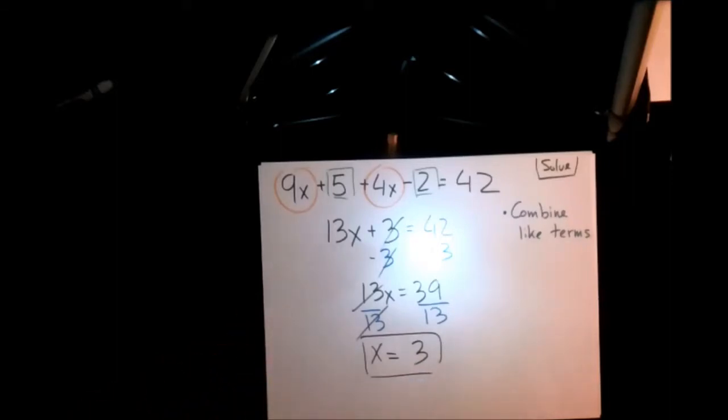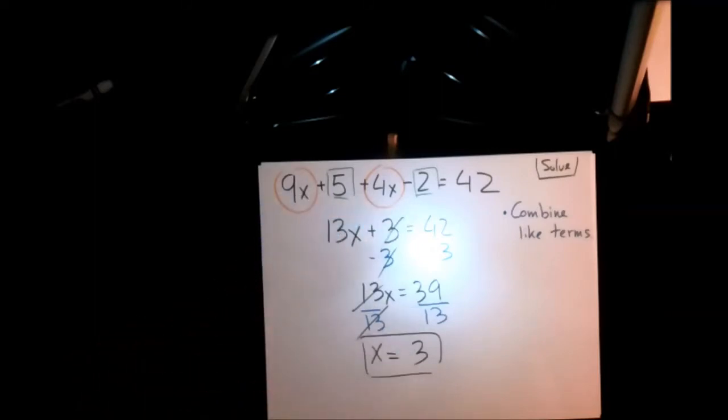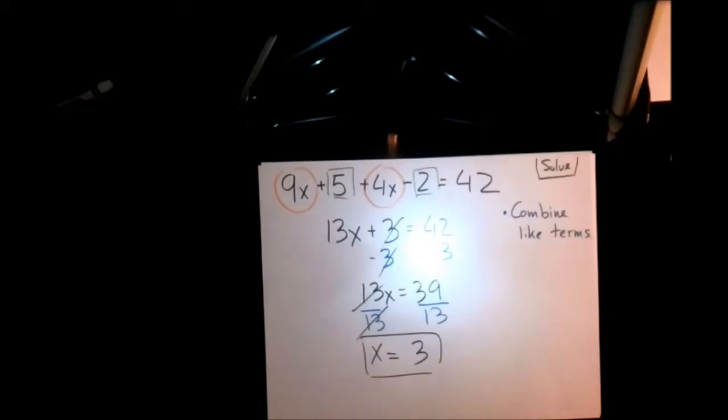We have this solved. And if you want to make sure that that is the right answer, you can take your solution to the x, plugging it into the x's here, both of them, not just one. So you have to plug in the 3 here and the 3 there, and then do your multiplication, do your addition, subtraction, and you should end up with 42. If you do, you have the right answer. If you don't, go back and fix it.